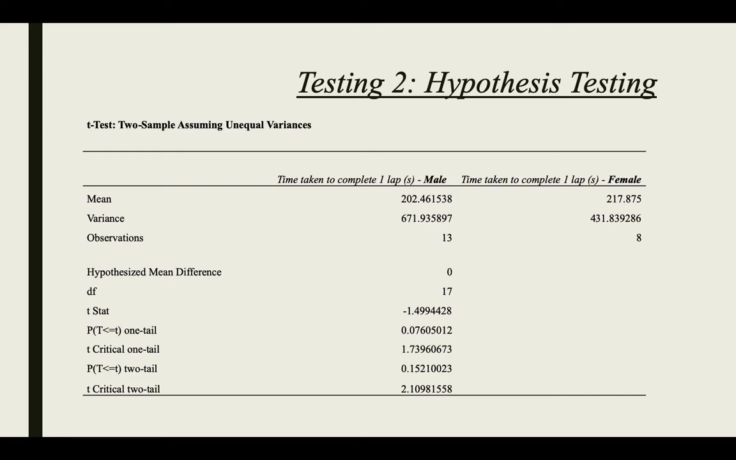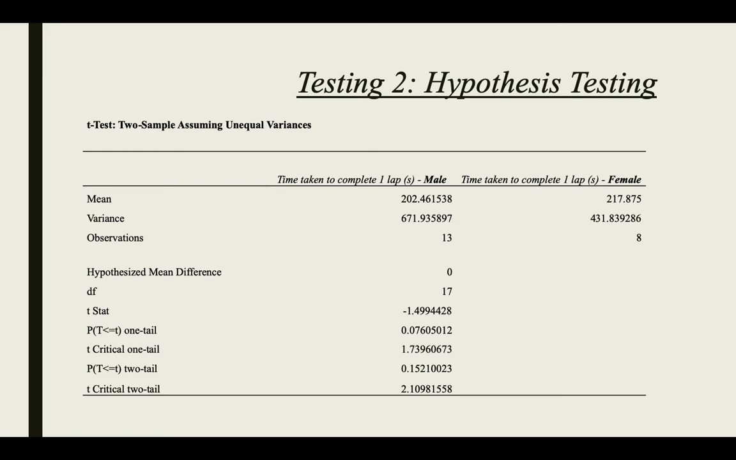We have hypothesis testing, and for this testing, we use Microsoft Excel to analyze it, and we use the t-test, which is two-sample assuming unequal variance. And why do we use unequal variance? Because we calculate the time taken to complete one lap for male and female, and for male we have 13 students, but for female we have 8 students. So we have a difference, we also have different variance.